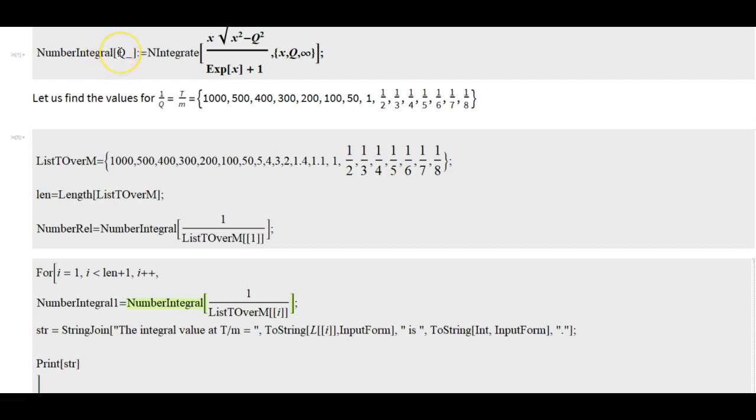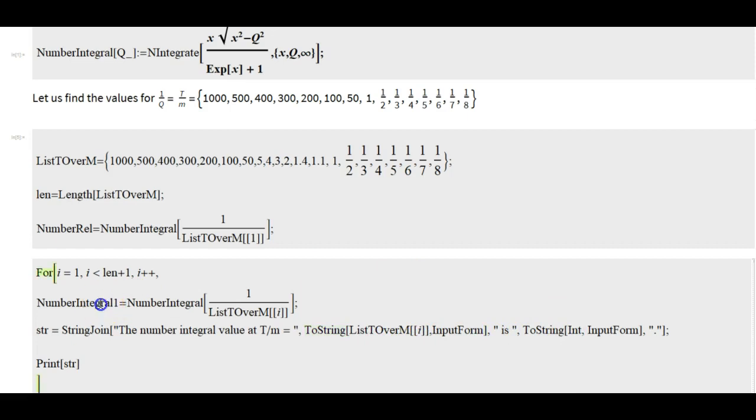And remember, Q is M over T. And this is T over M in the list. So this is number integral 1. So I'm going to now print the output. The integral value, the number integral value at T over M is equal to list T over M. So this is a value of T over M.